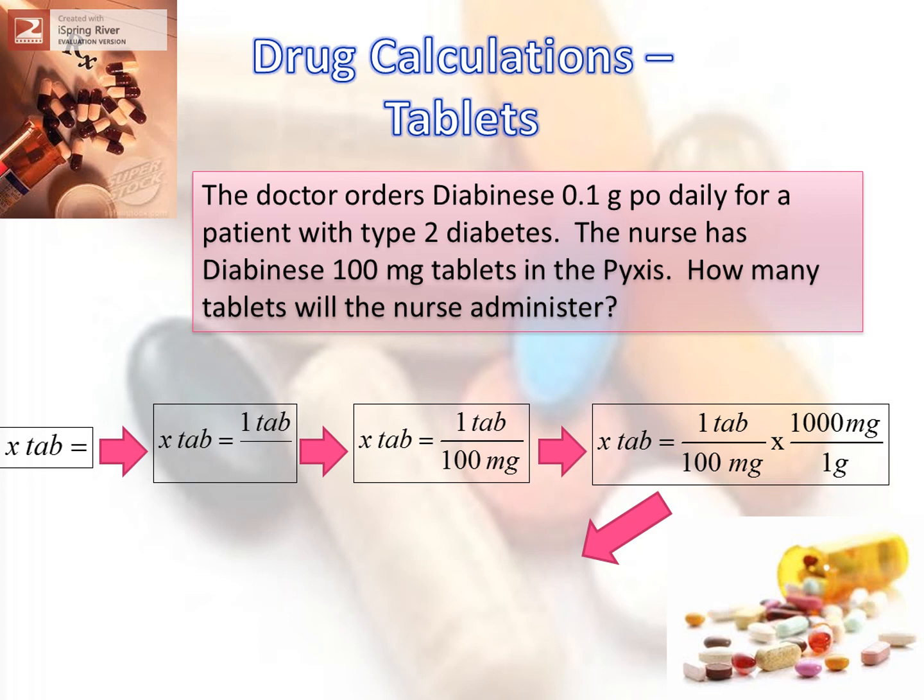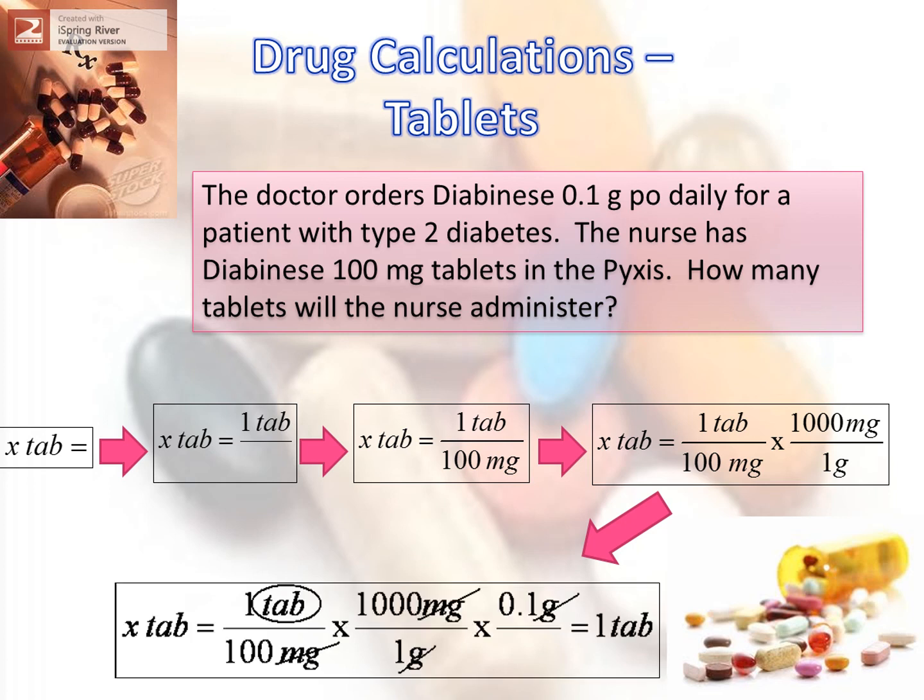Now we can go back to the problem and say, okay, I have grams on the bottom. Where do I see grams in my problem? 0.1 grams. So we put that on top. The milligrams cancel out, the grams cancel out. We're left with just tablets. So we can do that. 1 times 1,000 times 0.1 divided by 100 divided by 1 is 1 tablet.